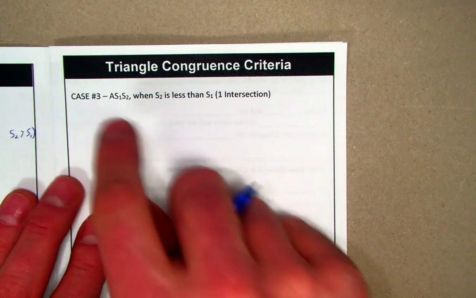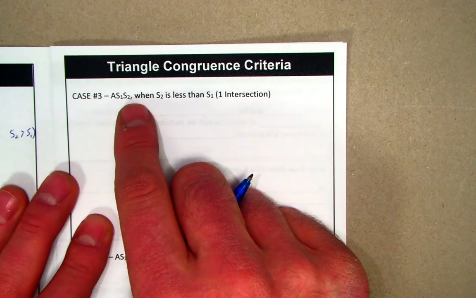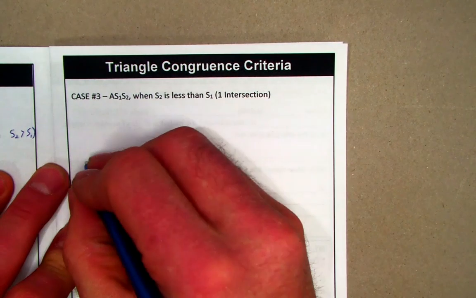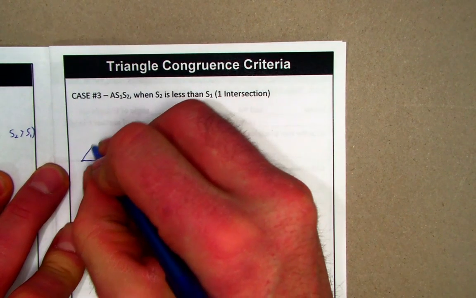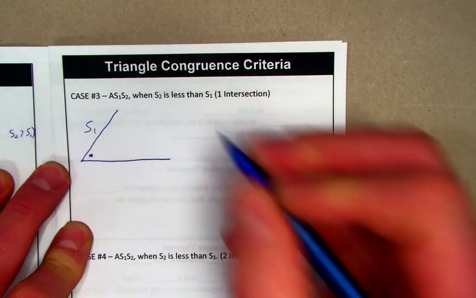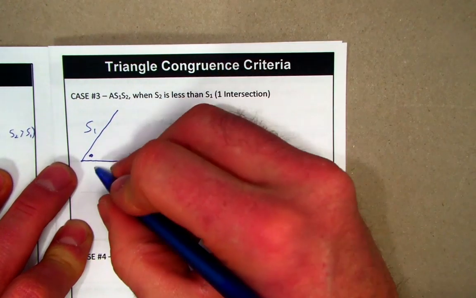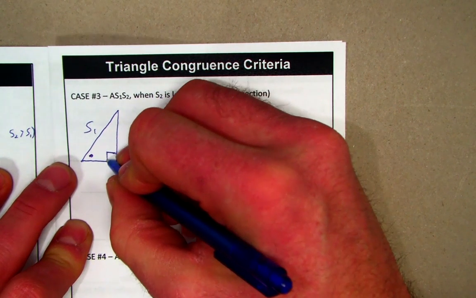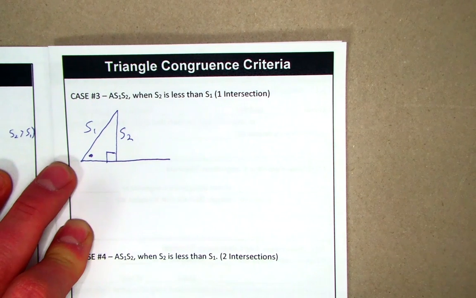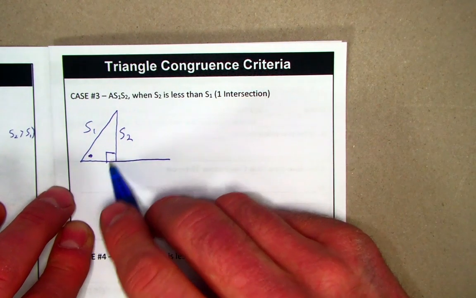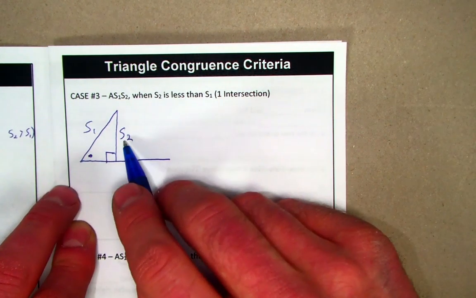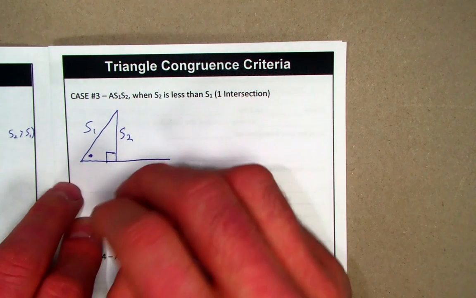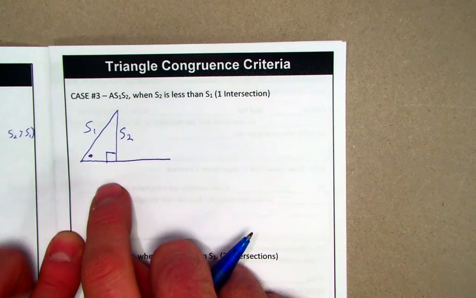Okay, the third case where you see angle side side is when side 2 is shorter than side 1, but there's one point of intersection. So that's going to look like this, where we have an angle, we have side 1, and then side 2 is going to meet this third side in only one place. And it can only do that if it meets it at a right angle. So if side 2 is less than side 1, but it meets it at one point, that forms a right triangle. And in this case, one point of intersection means only one triangle can be formed.